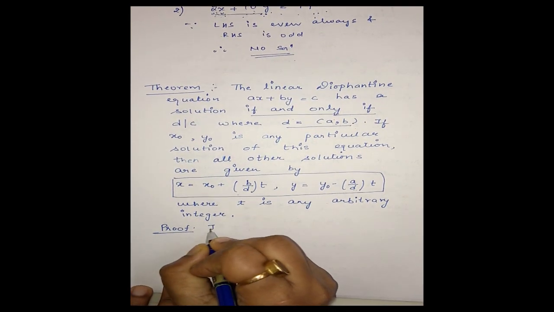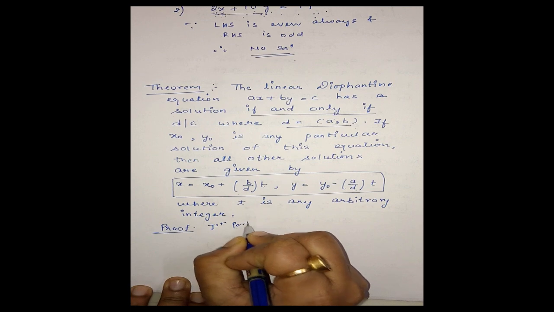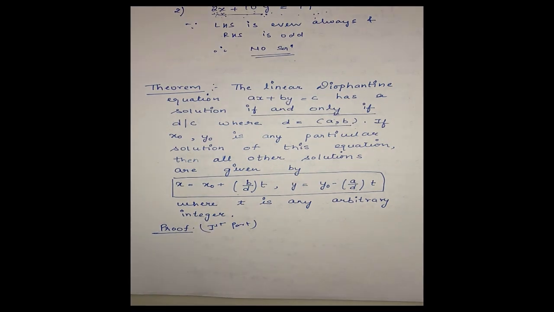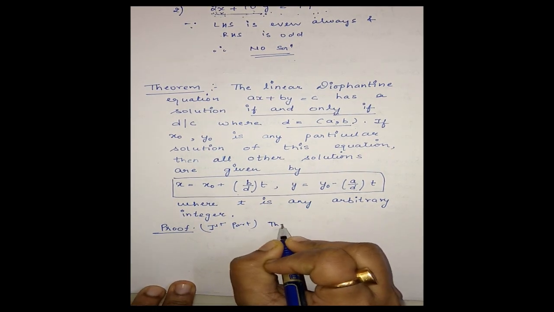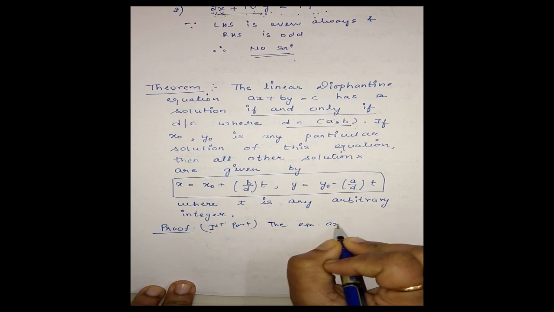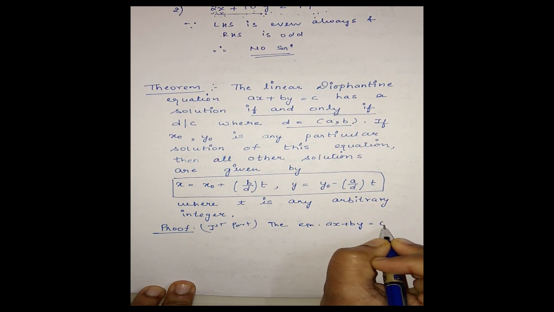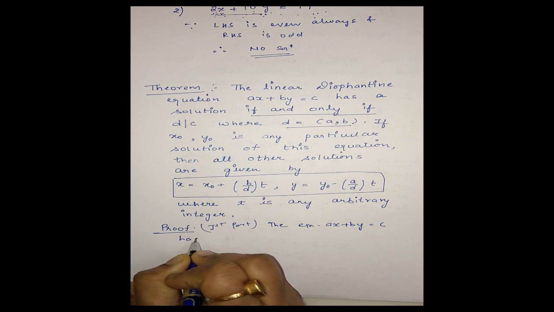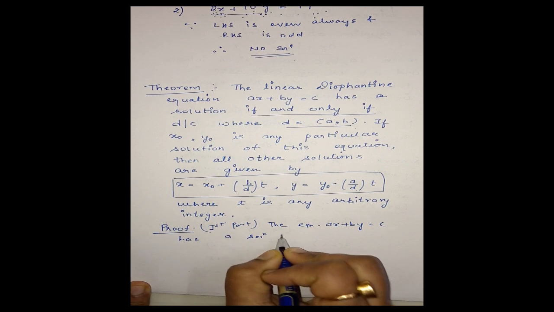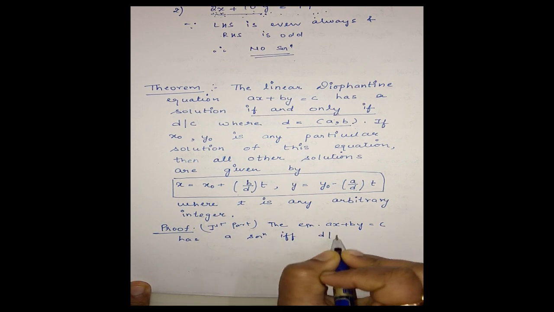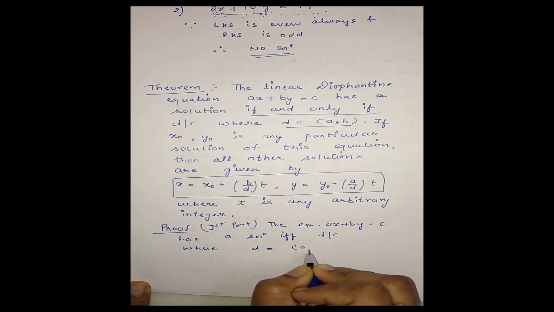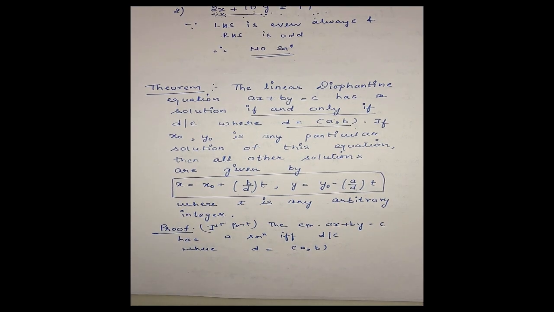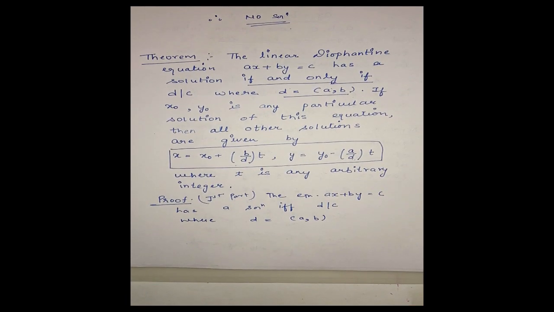In the first part, we are going to prove the equation ax plus by is equal to c has a solution if and only if D divides C, where D is the GCD of A and B. In the first part we are going to prove this.